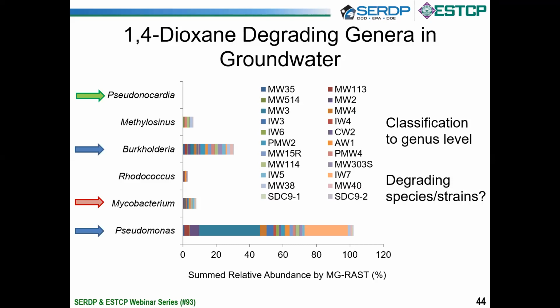It is interesting to see that Mycobacterium was present, even though the 1,4-dioxane degrading functional genes associated with this genus were not detected. This, again, perhaps emphasizes the importance of functional gene analysis over taxonomic analysis. On the other hand, agreeing with the functional gene data, reads aligning to the genus Pseudonocardia were not detected.